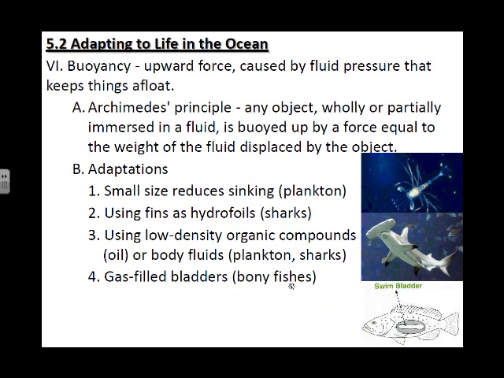Bony fish, which are your typical fish like tuna and even goldfish, have an organ inside their body called a swim bladder. This is filled with gas, so it's essentially like a little balloon in their body that helps them to stay afloat. When they want to go up to the surface, they relax the muscles around the swim bladder and inflate it so they can go up. When they want to sink, they can actually compress muscles around the swim bladder, and that allows them to sink.